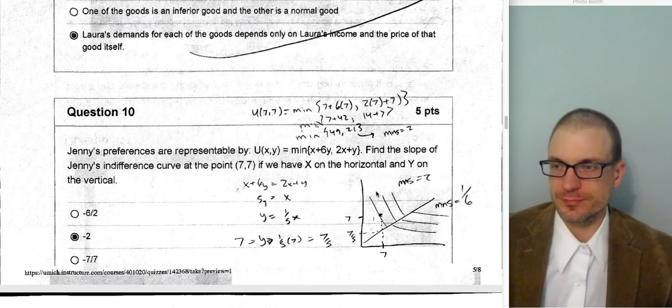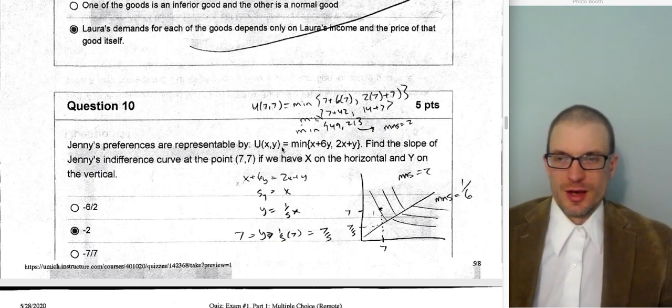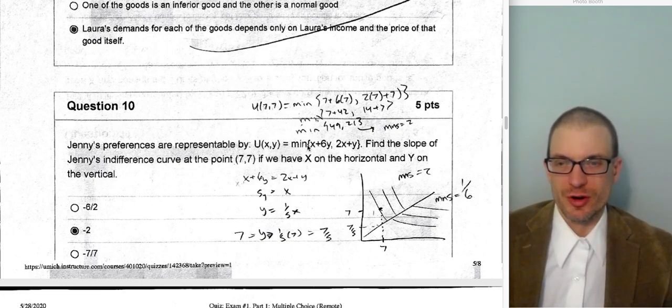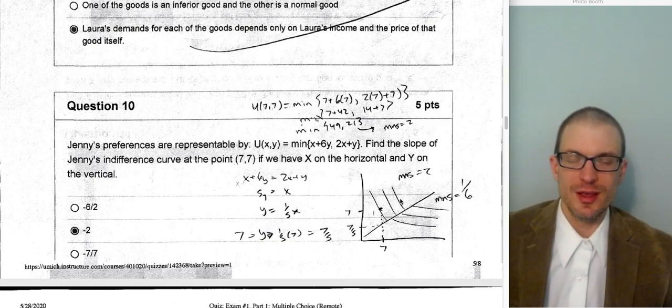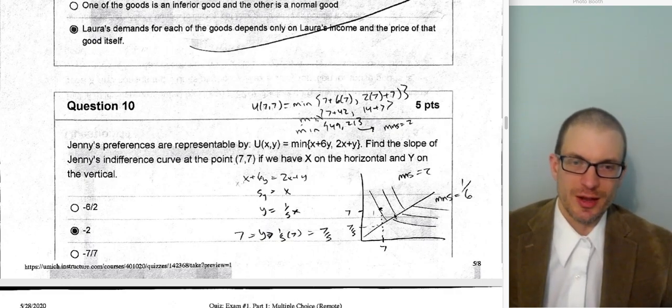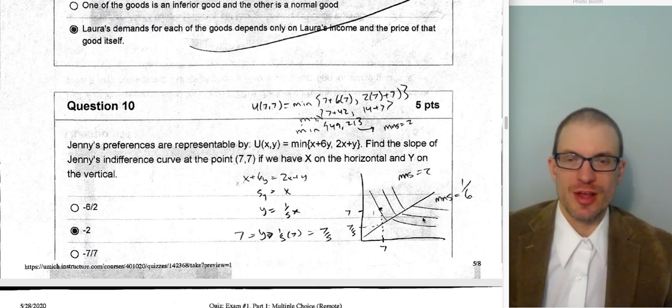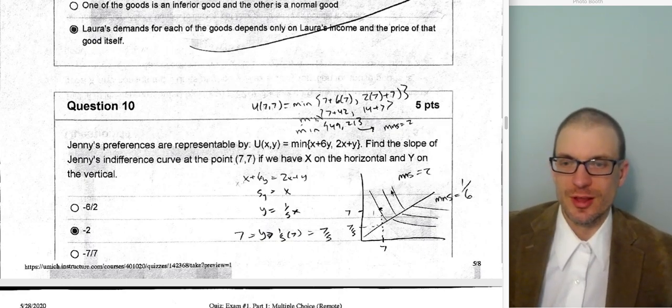All right, Jenny's preferences are represented by whichever is the smaller of x plus 6y and 2x plus y. So this right here is perfect complements with this substitutability embedded in it. It gives these nice sort of winged indifference curves. The steeper ones are going to have an MRS, a slope, of 2, technically minus 2. The flatter ones are going to have an MRS or a slope of minus 1/6. So I wrote this in absolute value. All right, no big deal.